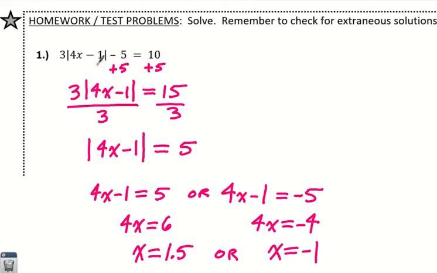So if we plugged in negative 1, let's just say, 4 times negative 1 is negative 4, minus 1, negative 5, and then we take the absolute value of that, so we get positive 5, times 3 is 15. Yeah, so this checks out. What if we plugged in 1.5? 4 times 1.5 should be 6. 6 minus 1 is 5. 3 times 5. Yep. So they both check out. So there really is two answers.